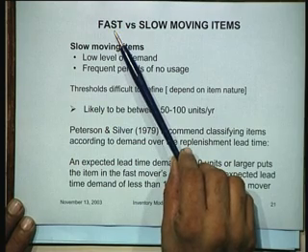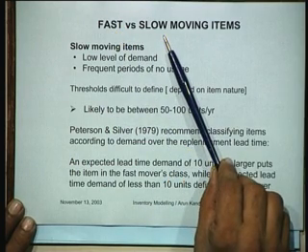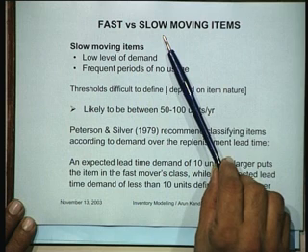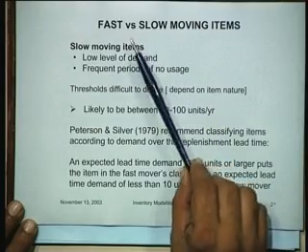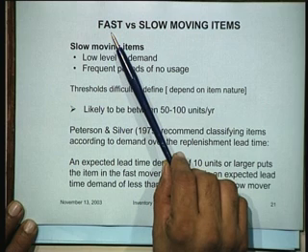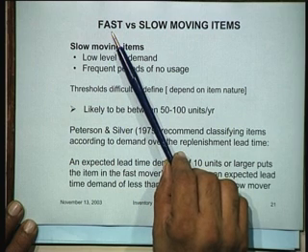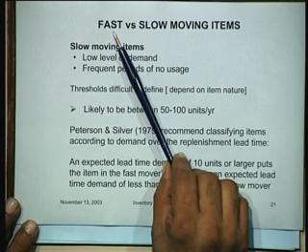Let's now try to make a distinction between items which are fast moving and slow moving items. Last time, in the previous lecture, we had made this distinction between FSN: fast moving, slow moving and non-moving items. But fast and slow moving, generally this distinction is important because those items which are fast moving are generally subject to inventory control. Those items which are slow moving or non-moving are actually candidates for stock disposal.